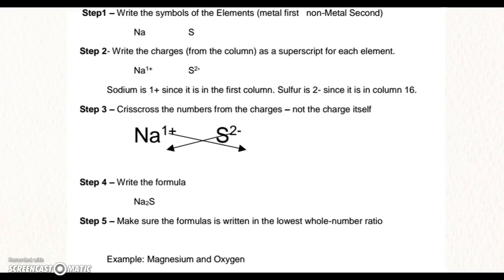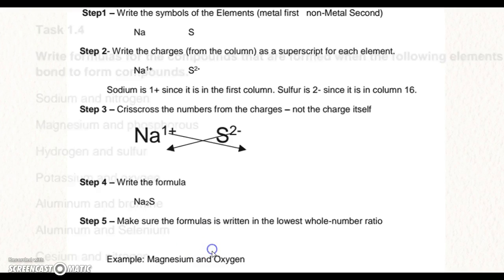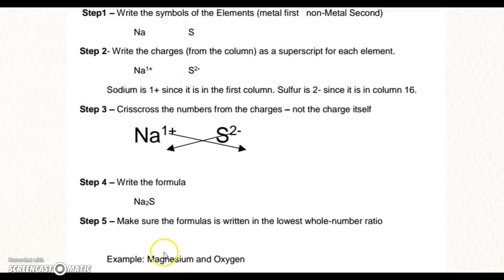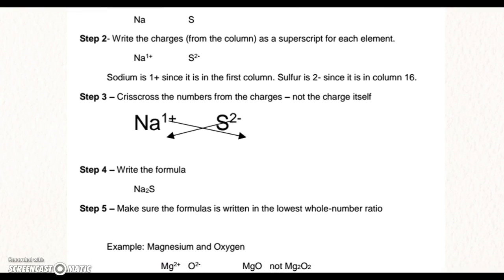You're going to crisscross the numbers from the charges, not the charge itself, and you're going to end up with a formula that looks like this. So we have Na2S. You want to make sure the formula is written in the lowest whole number ratio. For example, if we have magnesium and oxygen down here, if you crisscross these, you would get Mg2O2, but we want the lowest ratio, so it would be reduced to MgO.